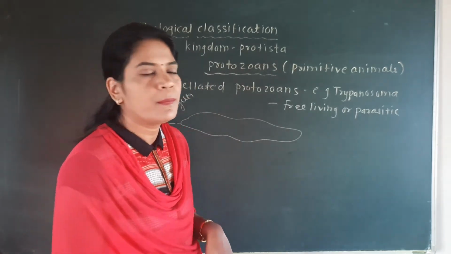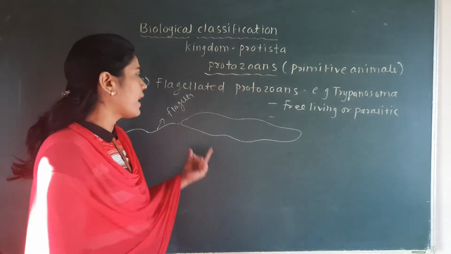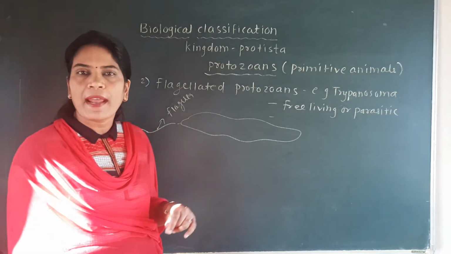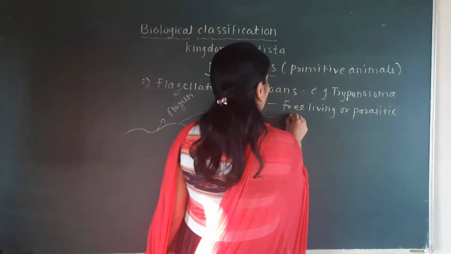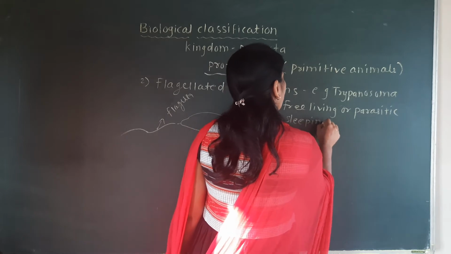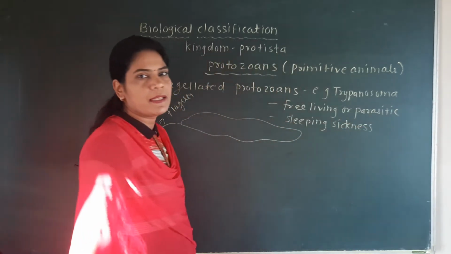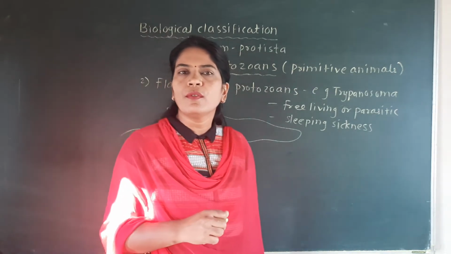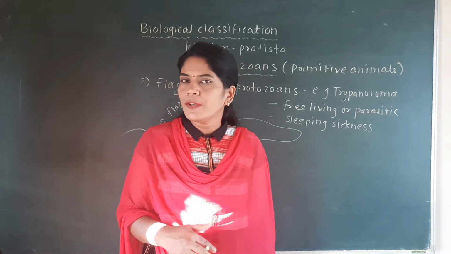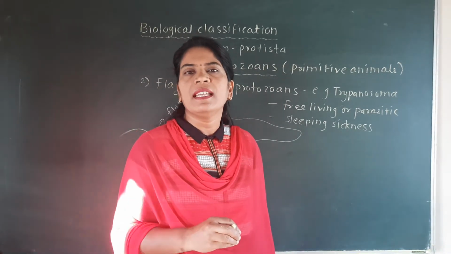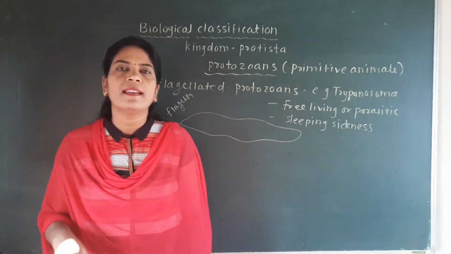And the third important point is that this trypanosoma, whose diagram we have drawn on the board, is a parasite which causes a disease in human beings, and the name of that disease is sleeping sickness. See here, this trypanosoma is a parasite which is generally carried into the body of the human being with the help of an insect, and the name of that insect is tsetse fly.